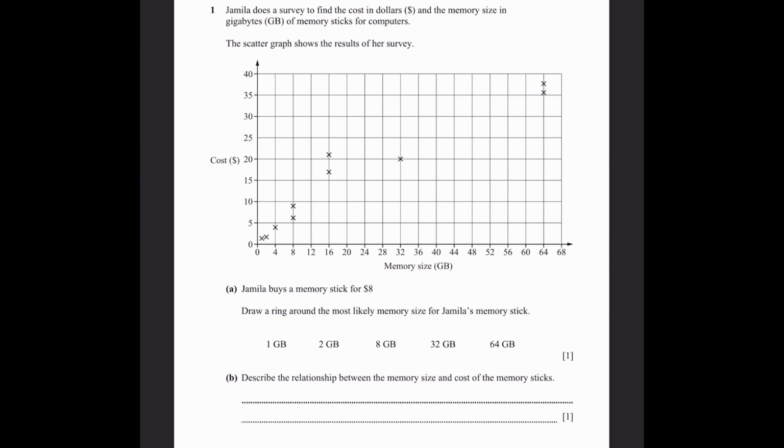So let's see about $8. It'll be somewhere in between this, which means it's either one of these two. But then 8 is closer to 10 than 5, which means it's most likely to be 8 gigabytes. That's the answer. B. Describe the relationship between memory size and the cost of the memory sticks.